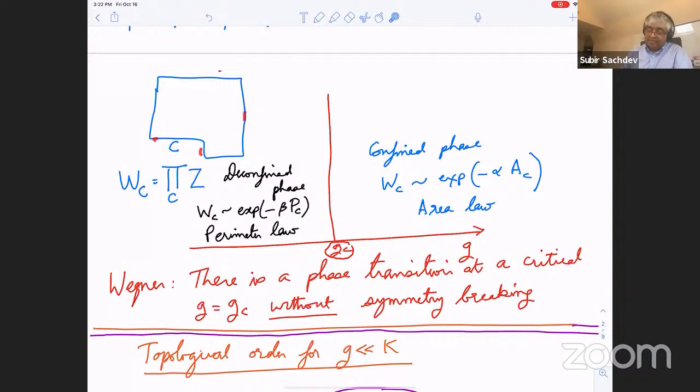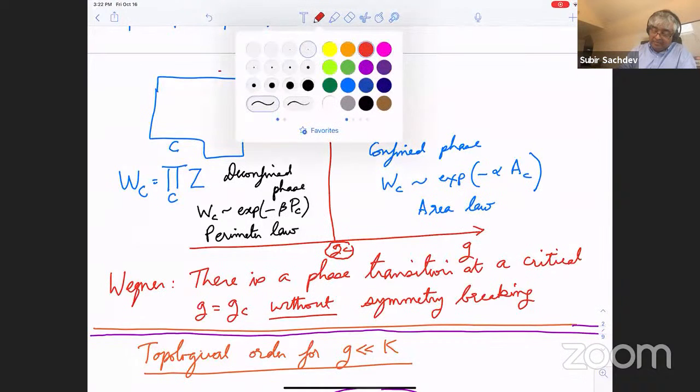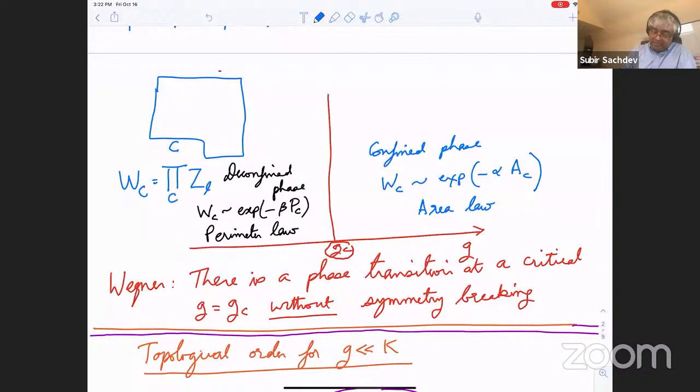So you take a big contour on the lattice, C, and associate with the contour on the lattice, you take an operator, and that operator is Z_L for L belonging to the contour. Okay, so it's just the product of Z, Z, Z, Z on this contour. So you take a big loop, and then you measure the expectation value of this operator in the ground state. So that's the expectation value of the Wegner-Wilson loop.